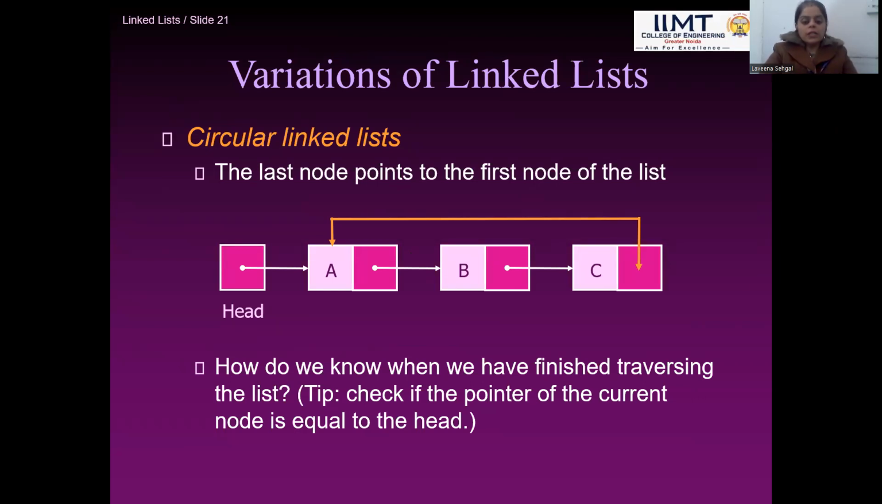How do we know we have finished traversing the list? Traversing means moving from one node to another node, visiting each and every node. And after that, we connect this last node back to the first, then it is called a circular list, meaning we are making a circular chain of that list.